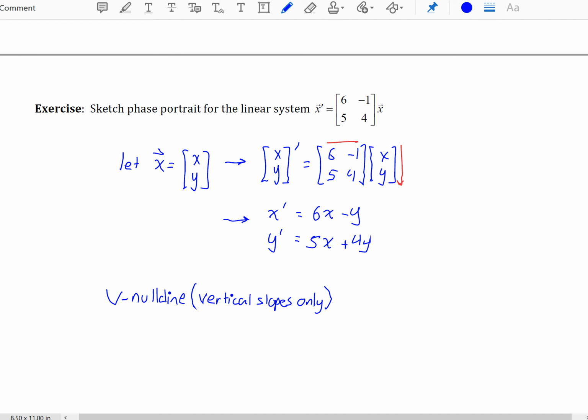And this only happens when x prime is 0. So if you're thinking y prime is your vertical movement, x prime is your horizontal movement, then your vertical nullline will have vertical slopes only when x prime is 0. So grab your x prime equation, which is 6x minus y. And we want to find out when this is equal to 0. And we're always solving for y, and so we get the line y equals 6x. That's your vertical nullline.